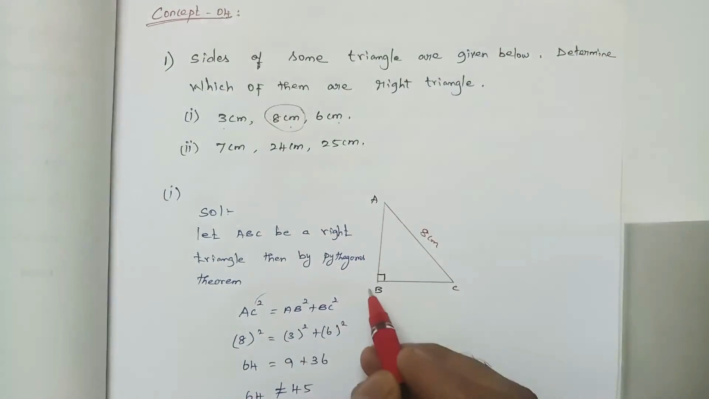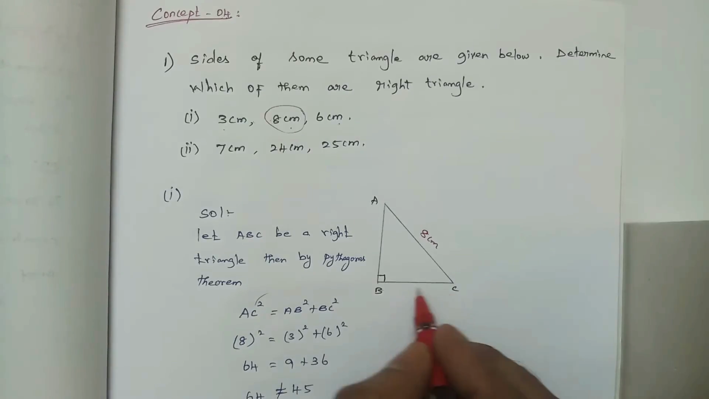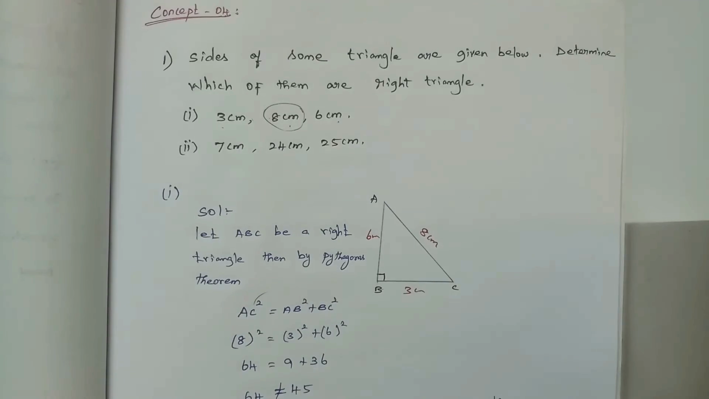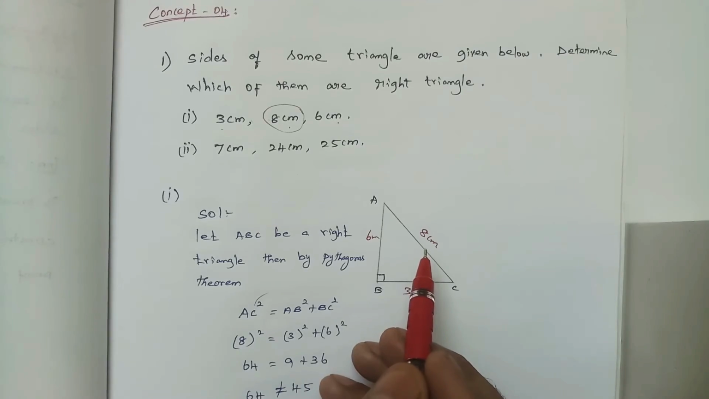If you want to write AB as 3 cm and BC as 6 cm, no problem. Suppose you want BC as 3 cm and AB as 6 cm, that is also no problem. Whatever you need, you can write it. But the hypotenuse should not get changed, right? That is very important.